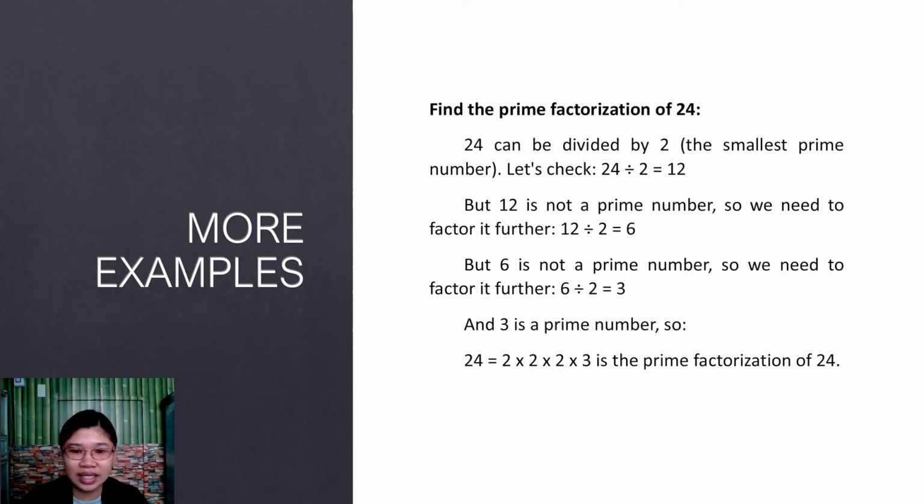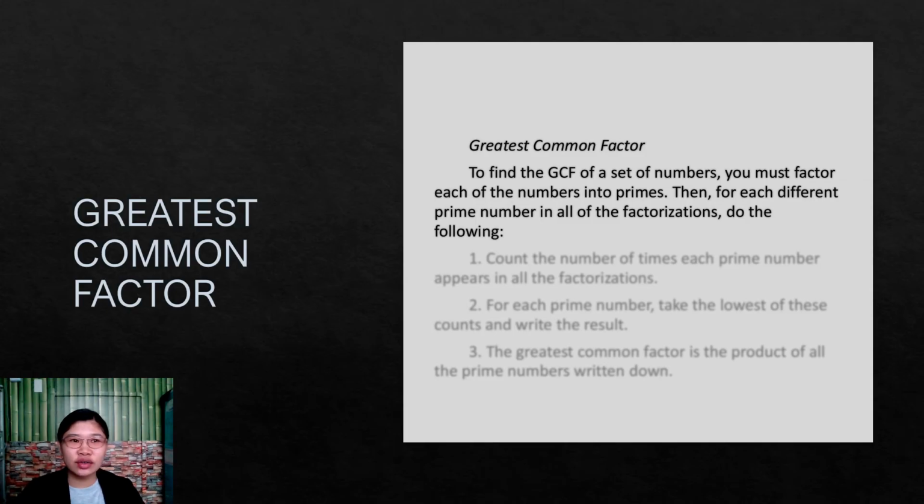So, our final answer is, the prime factorization of 24 is 2 times 2 times 2 times our last prime number, which is 3. Simplifying this, it is equal to 2 cubed times 3. So, other terms related to our topic today are the greatest common factor, and the other one is the least common multiple. So, first, the greatest common factor.